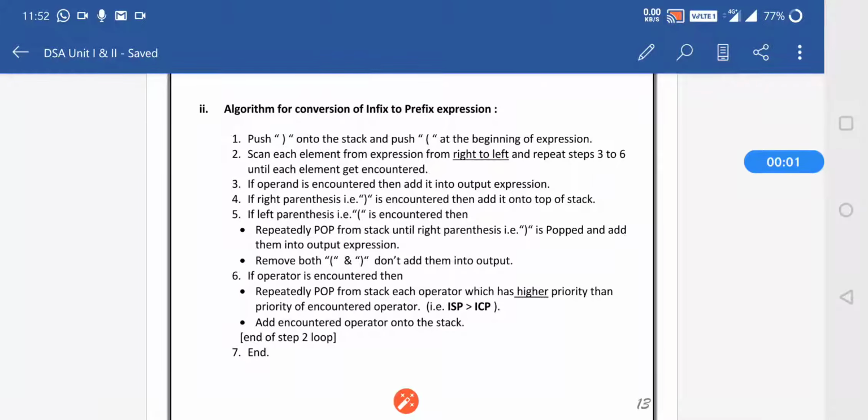So dear students, in our last section we have seen the conversion of infix to postfix, and today we will see the algorithm for conversion of infix to prefix expression. So starting with the particular example, what is coming in the section is nothing but the parenthesis.